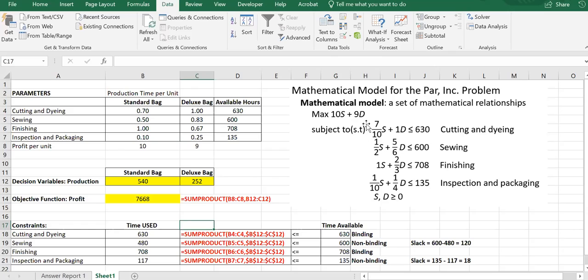The amount of time needed from cutting and dyeing department should not go beyond 630 hours, which is the available number of hours from this department. And same thing for the other department. If you need more on this, if you don't remember all the details, I recommend going back to the simple maximization example that we have solved, and go through all the details of the problem in this slide and in the previous video.